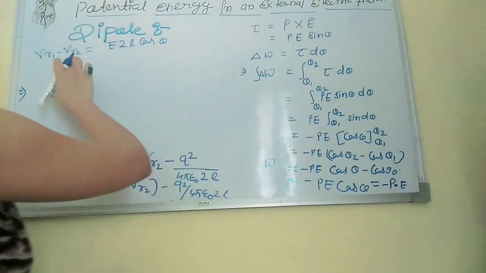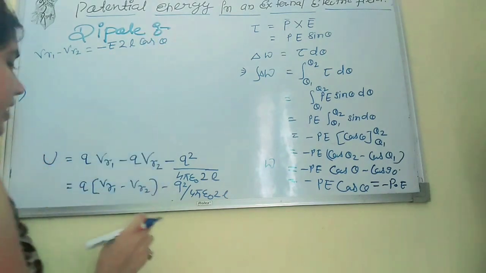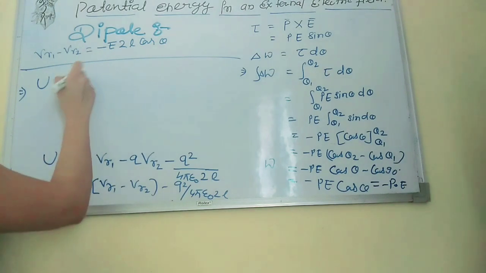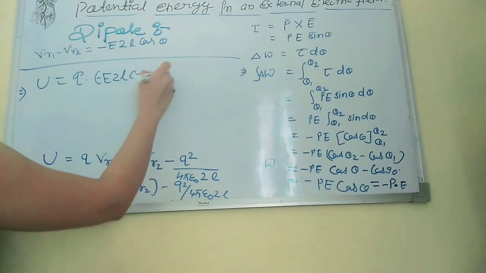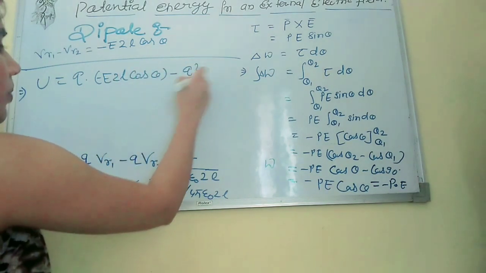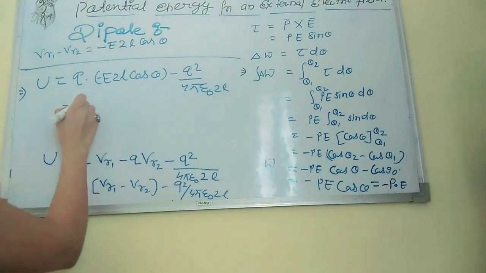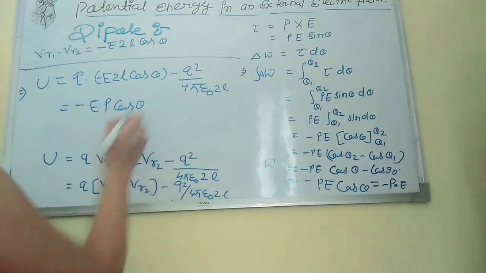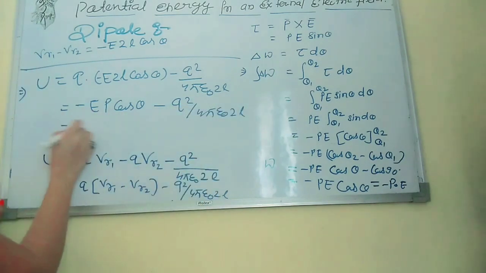So this V(R1) minus V(R2) is against the electric field, so we will take it as minus E 2l cos theta and simply put it here. So the electric potential energy will be q into minus E 2l cos theta, minus q square upon 4 pi epsilon naught 2l, and this will be minus E 2ql, where 2ql is the expression for p, giving p E cos theta, minus q square upon 4 pi epsilon naught 2l.